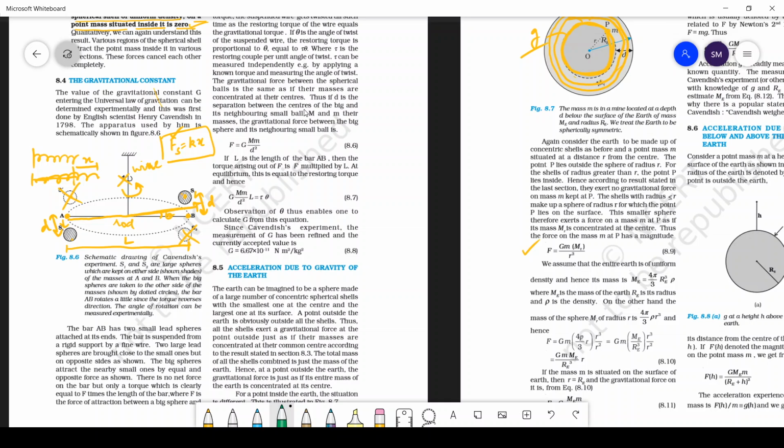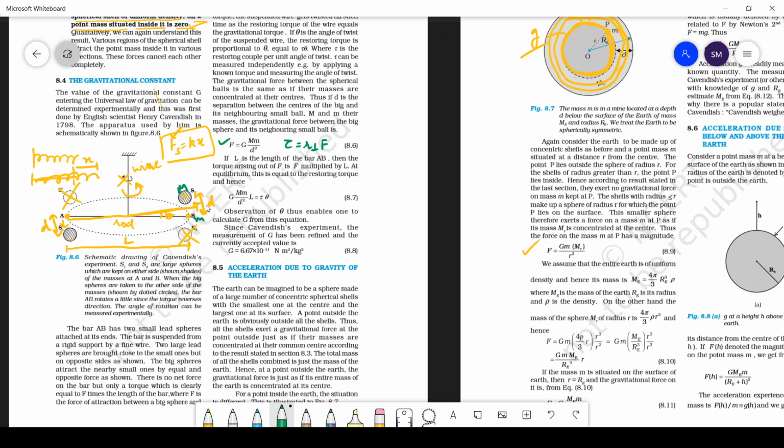If d is the separation between the centers of the big ball and its neighboring small ball, with masses M and m, the gravitational force between them will be F equals G M m upon d square. This is mass M, this is small mass m, and this distance is d. If L is the length of the bar, then what is the torque? Torque is equal to r perpendicular into F. So here r perpendicular is equal to the length of the rod.